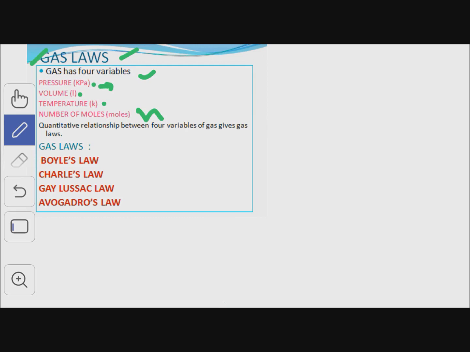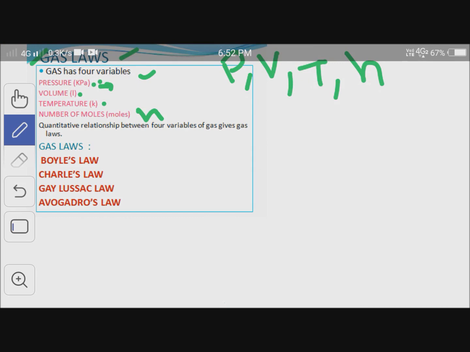And the quantitative relationship between these four variables, pressure, volume, temperature, and number of moles, gives the gas laws. And there are four gas laws which are experimentally studied. First one is Boyle's law, then Charles' law, and third one is Gay-Lussac's law, and fourth one is Avogadro's law. Now we will discuss the first law, that is Boyle's law.